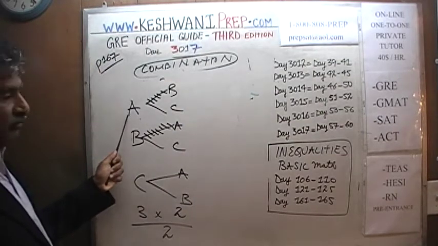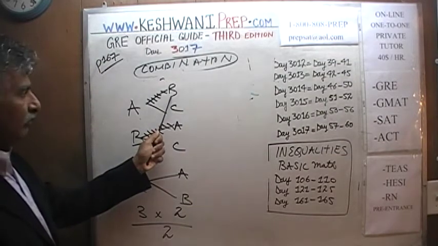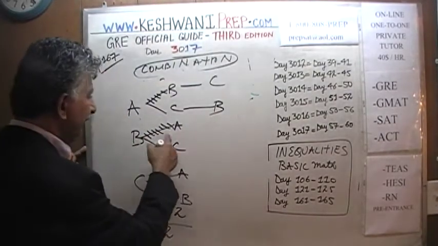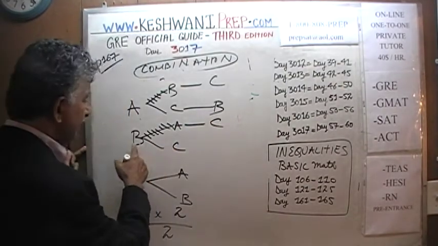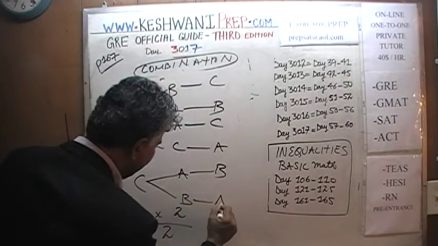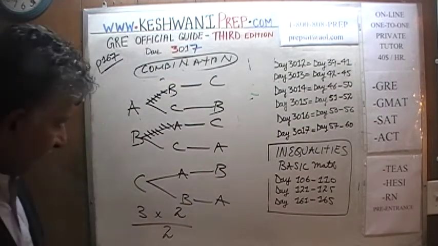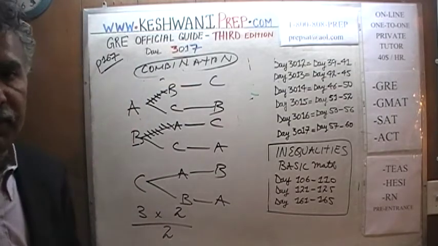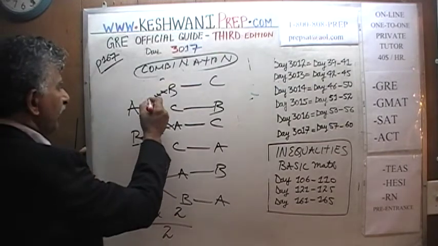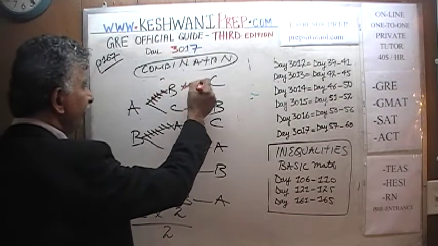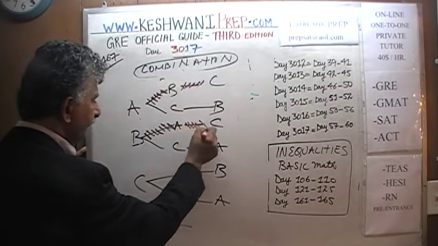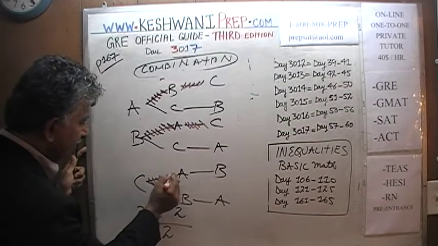If you have chosen A, first person was A, second choice was B, the third choice is going to be C. ACB. BAC. CBA. CAB. BCA. And what happens? What happens is we start triple counting. Everything is counted three times. Watch. What happens? ABC, BAC, ACB, and CAB.